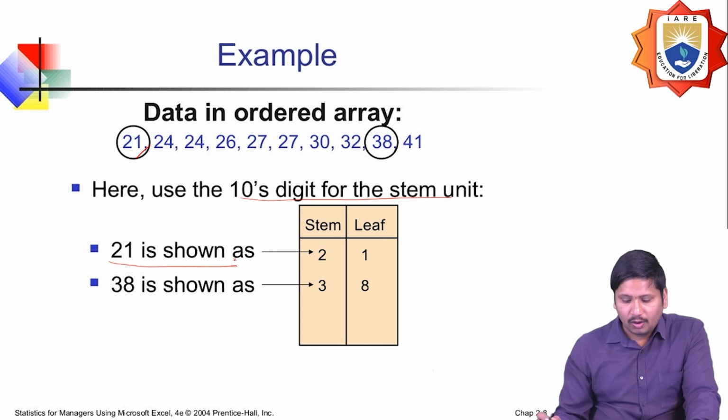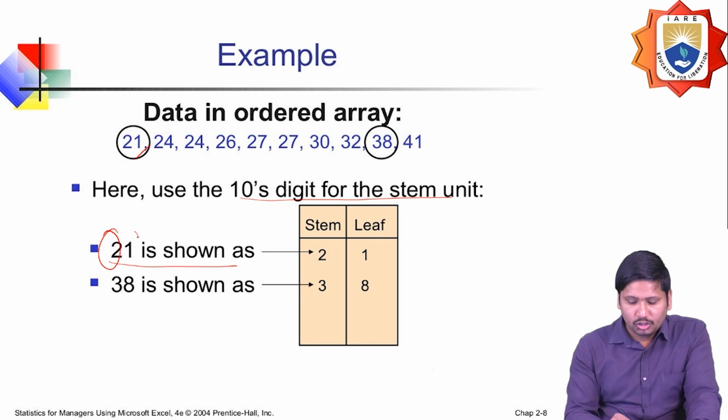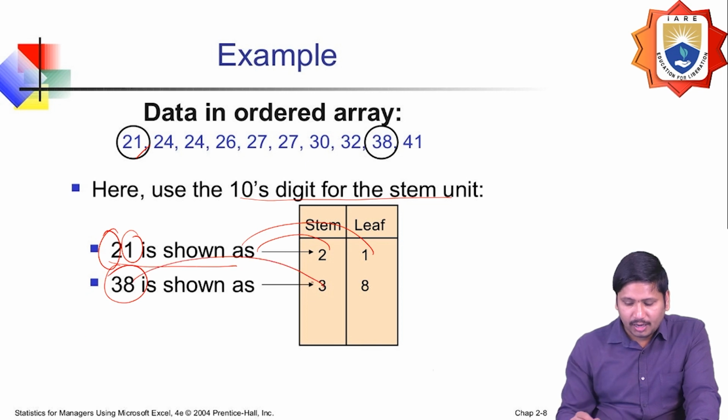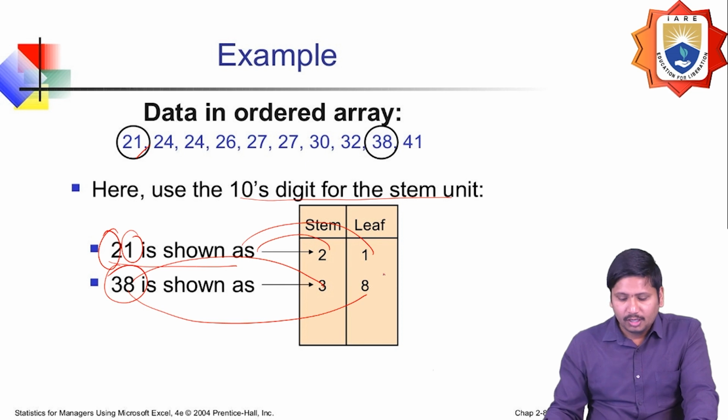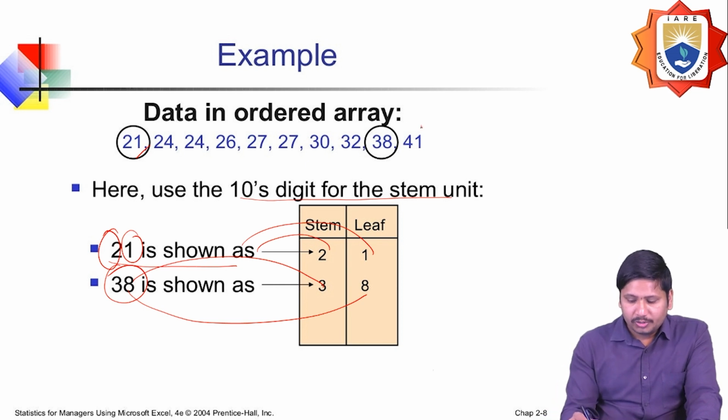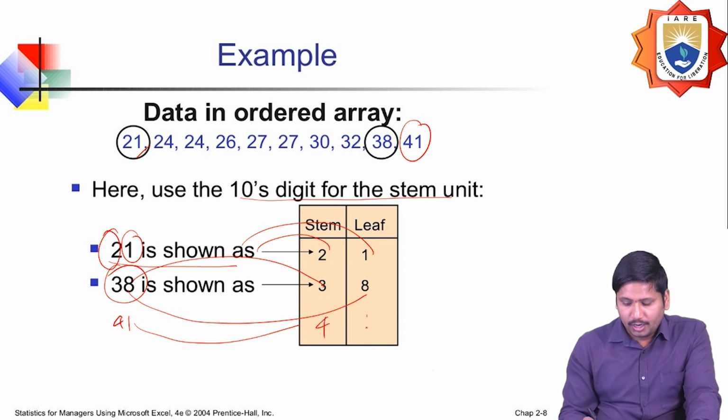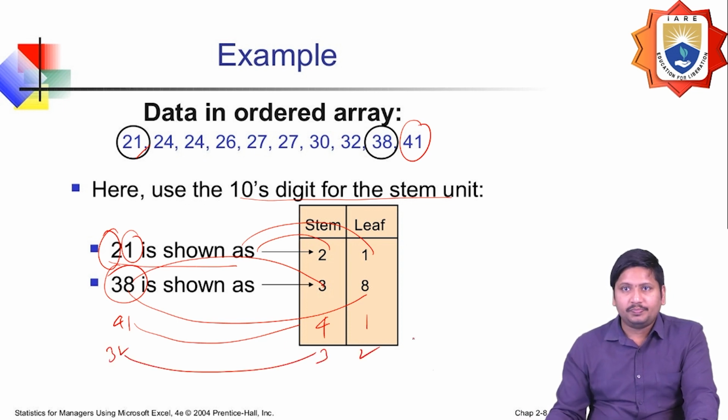So that's 21. How can I represent it? The 2 should be the stem and 1 should be the leaf here. And similarly for 38, 3 I can represent as stem and 8 should be represented as leaf. Right? Suppose I'm going to represent 41, so 4 and then 1. The stem is 4 and the leaf should be 1. Similarly, if I'm going to take 32, so 3 like this, I can represent it.